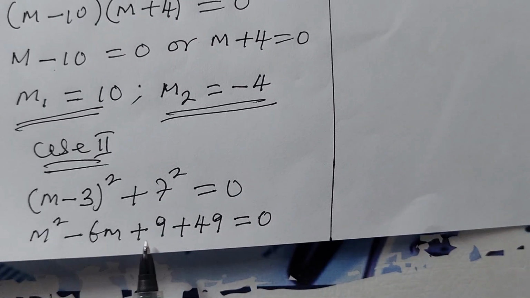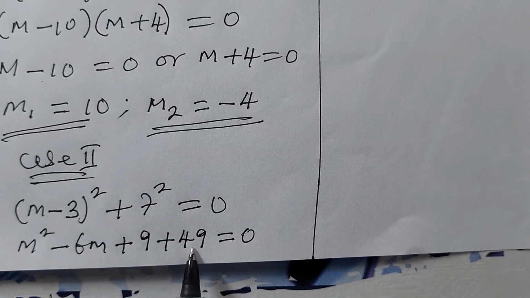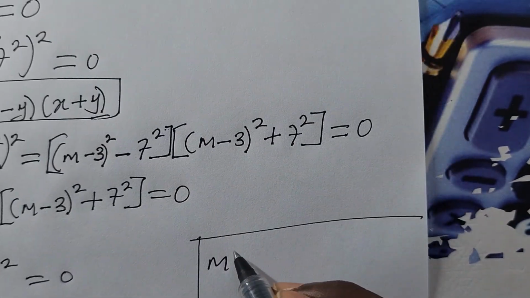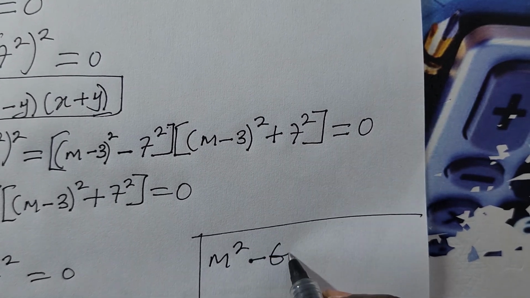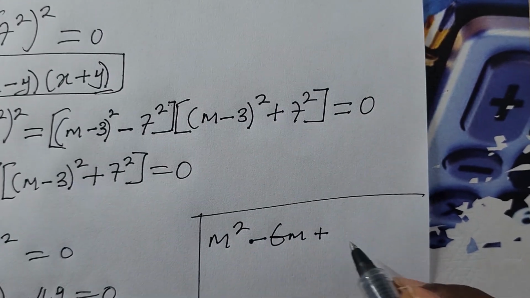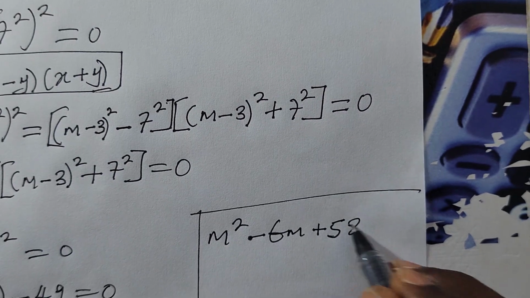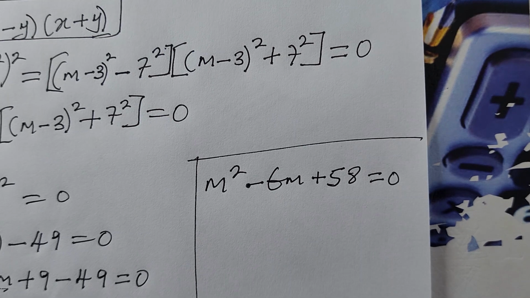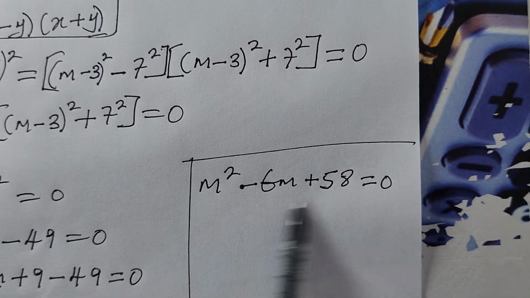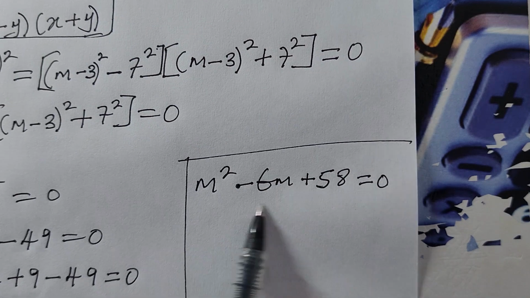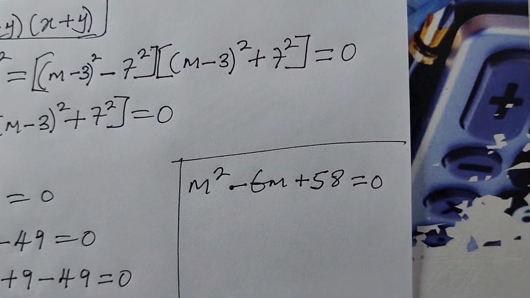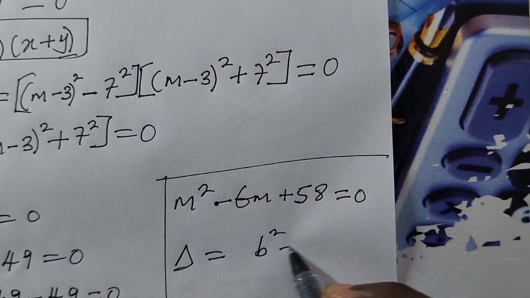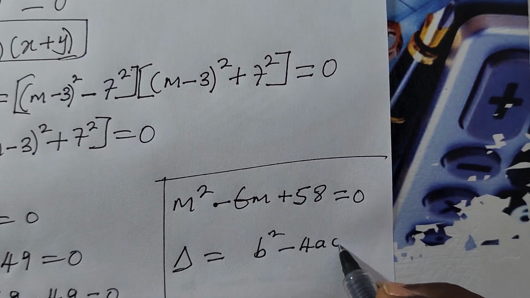So we can now go ahead and add these two together. 9 plus 49 will give us 58. So we now have m to the power of 2, minus 6m, plus 58 equal to 0. Now, do not forget that we are asked to look for only the real roots. So we have to check if this will give us real solutions, because here we cannot use the factorization method to simplify this. So let's use the discriminant, delta equal to b squared minus 4ac.